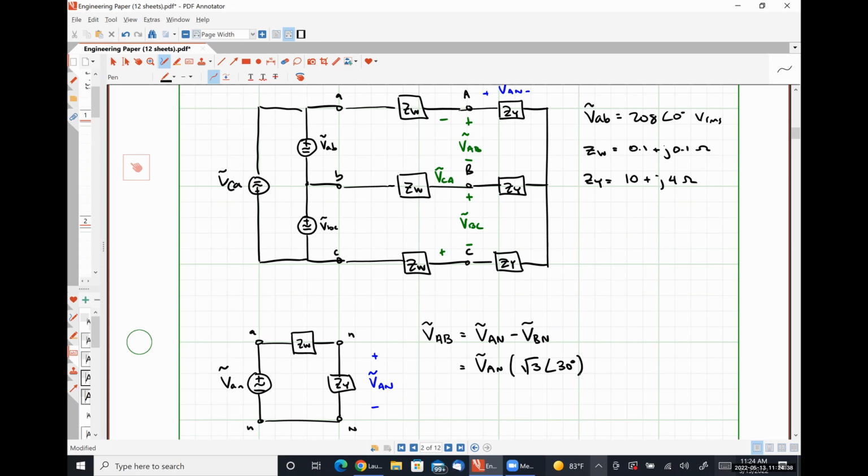Our conversion from getting from phase quantities or phase voltages to line voltages also works on the load side of the system. It has to, if we have a balanced three-phase system. So this is what we're ultimately going to do to determine VAB. So how do we figure out what VAN is?